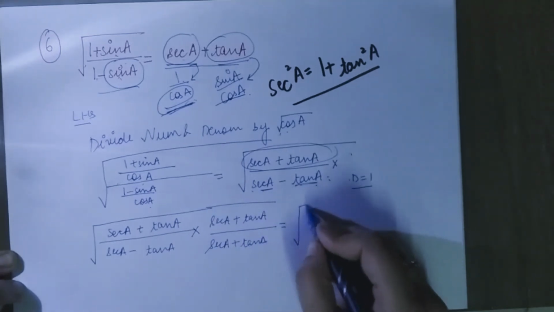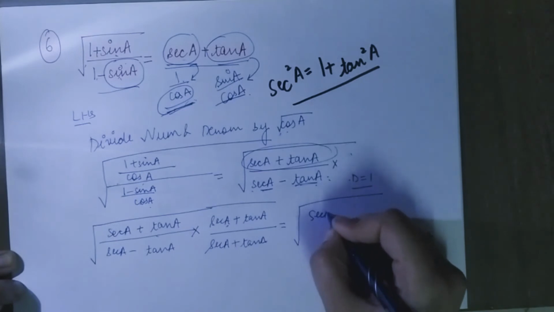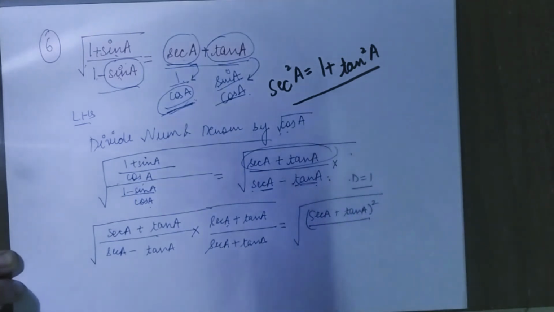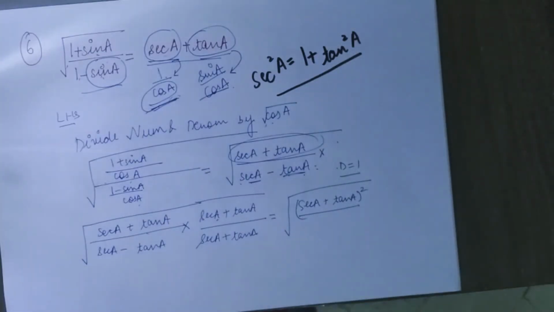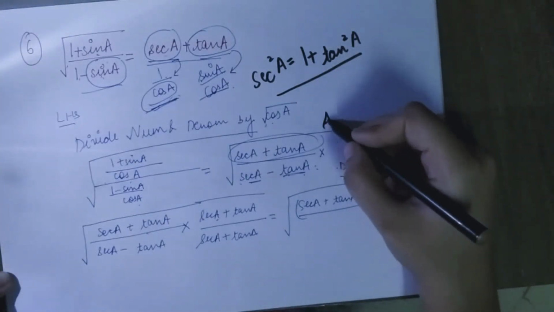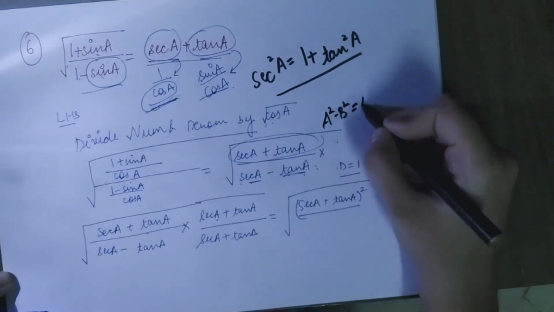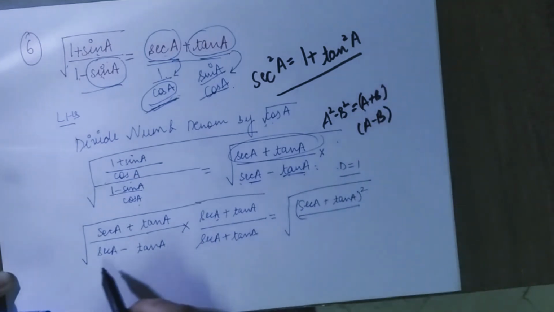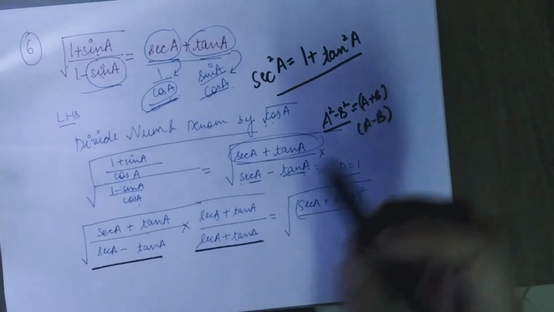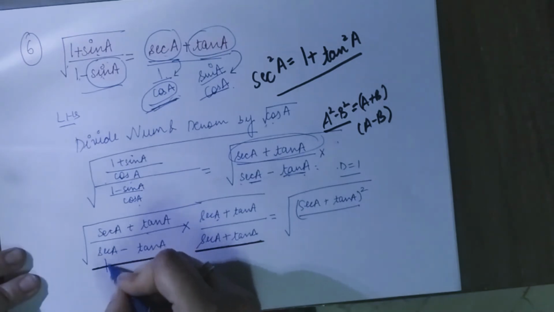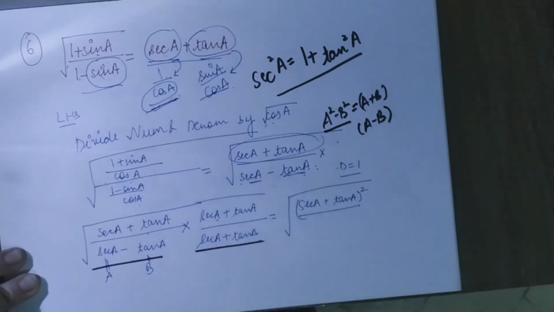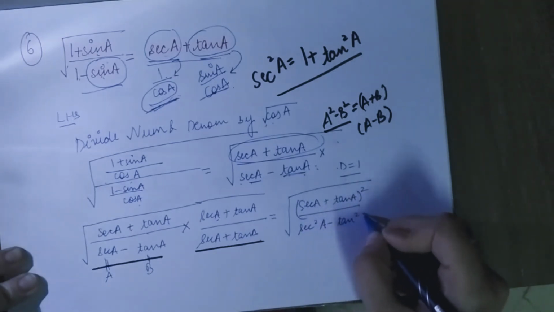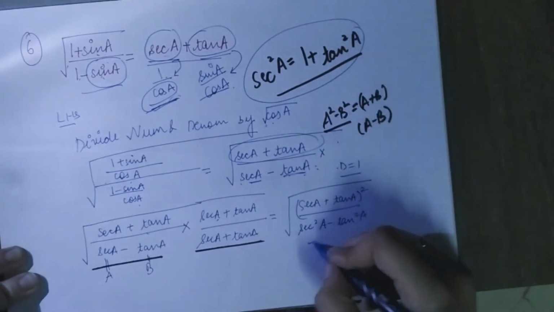What will this become? Secant of A plus tan of A whole square divided by, we will use one more property, that is A square minus B square is equal to A plus B times A minus B. So what will be A plus B and A minus B? A square minus B square, that will be secant A is A, tan A is B. So it will become secant square A minus tan square A, which is equal to 1.